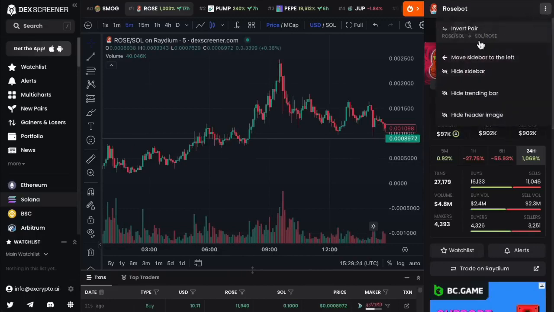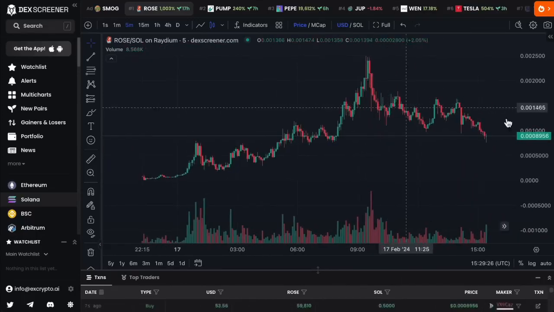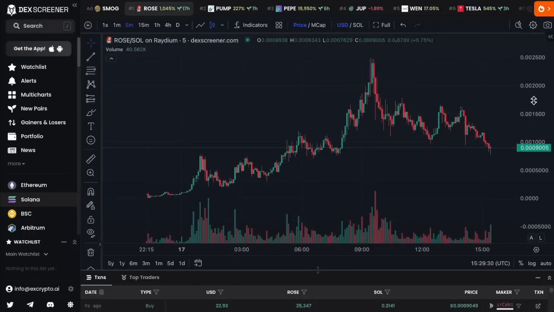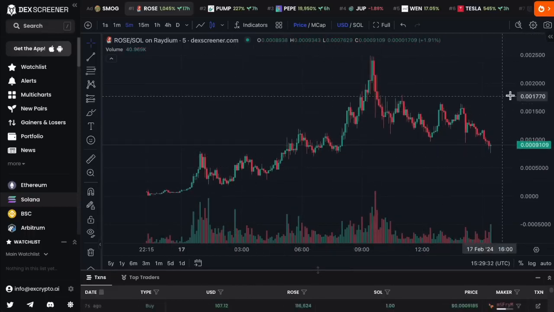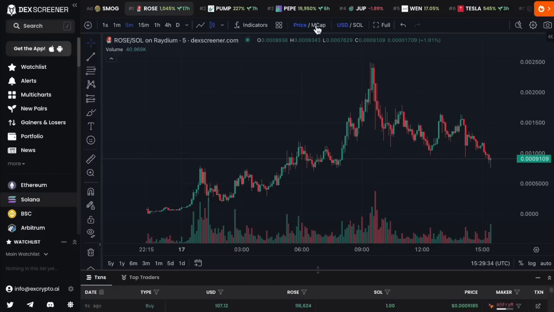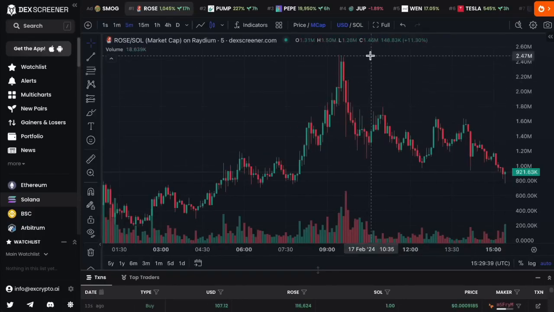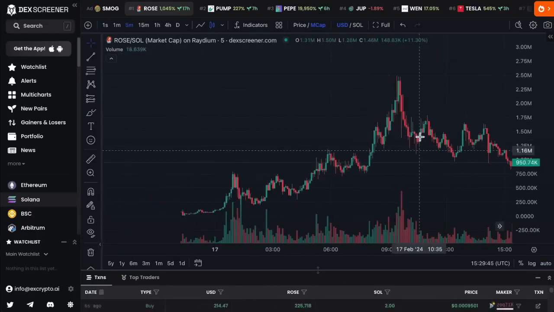Click these three dots and click hide sidebar so we can just look at the chart alone. Now this is on a 5-minute chart, so it's zoomed out a little bit, as the price is going up here. Let's change it to market cap so you get a better idea of where we got to. You can see here we got to 2.5 million exactly, minus 0.01 million. Round numbers, I mention that in my videos all the time.